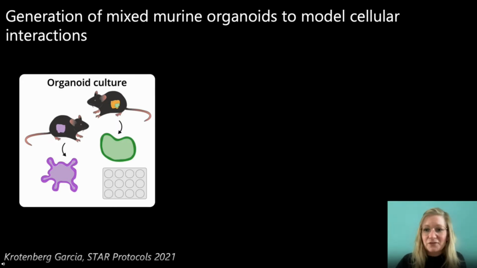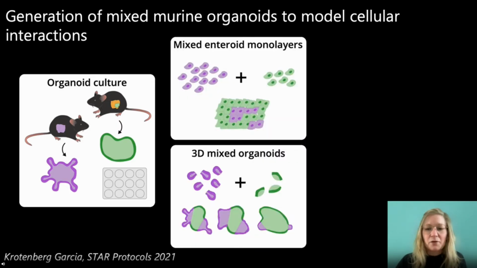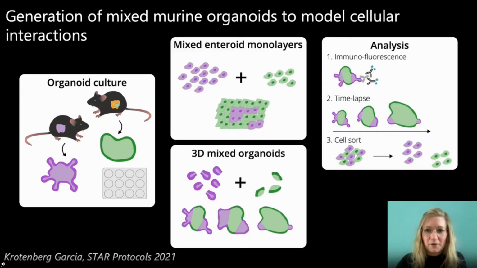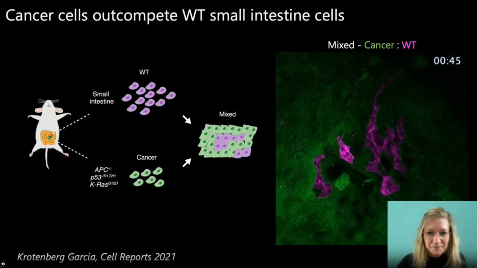And what we do is first derive organoid lines with a different cellular fitness, for example of a wild type and of a cancer origin. And next we label these cells differentially with fluorescent markers. These cultures are then broken into either pieces or single cells, mixed and formed into 3D mixed organoids or enteroid monolayers. And these populations can then be followed over time on both a population or a cellular level. And for now, I will first focus on the mixed enteroid monolayers.